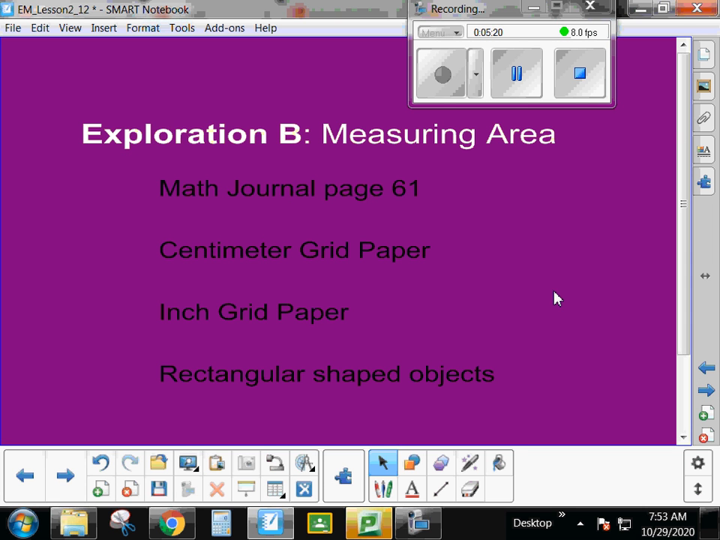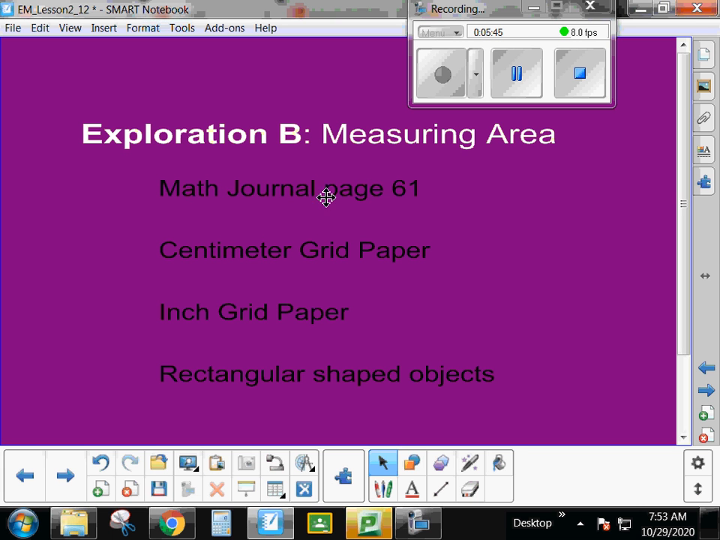Now you can either pause the video and do exploration A, or you can just listen to my directions for all the explorations and then get started on it. But for exploration B, this is going to be measuring area. Area is like if I want to measure the area of my desk, it's my whole desktop. And so that's what we're going to be working on.